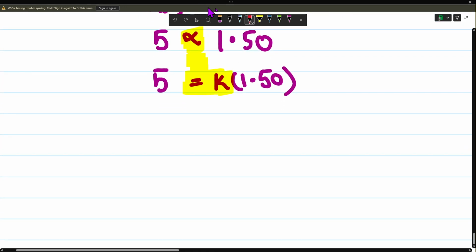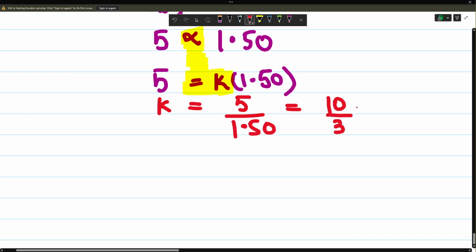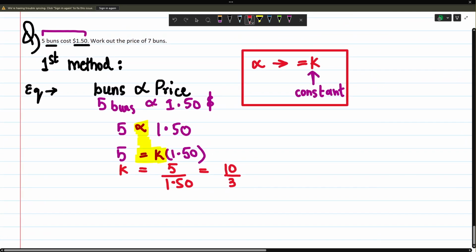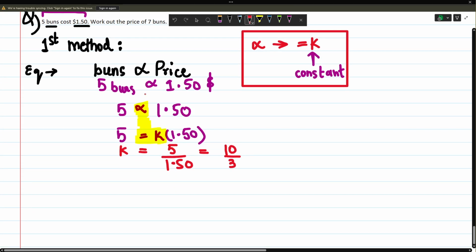Okay, so now we take out the value of the constant. K equals to 5 and this 1.50 is going to divide with 5, right? And the answer you get is going to be 10 upon 3. We're going to keep it in fraction. Try to keep your answers in fraction. This is the value of our constant. Okay?